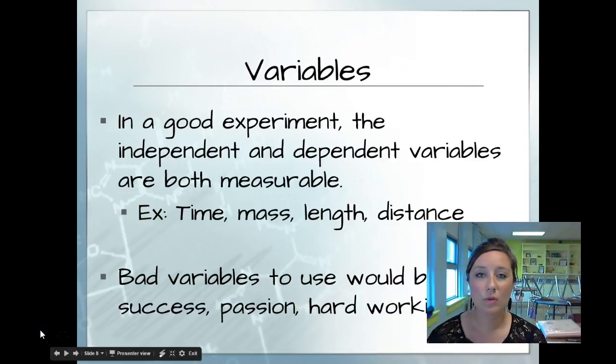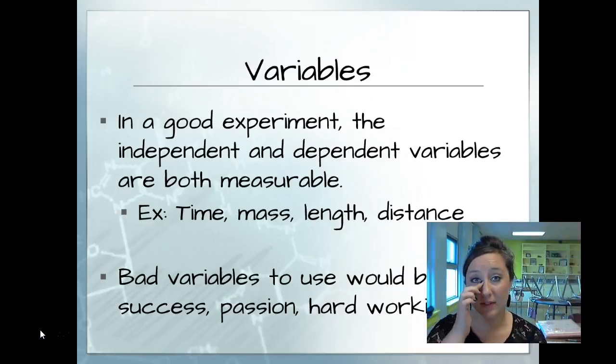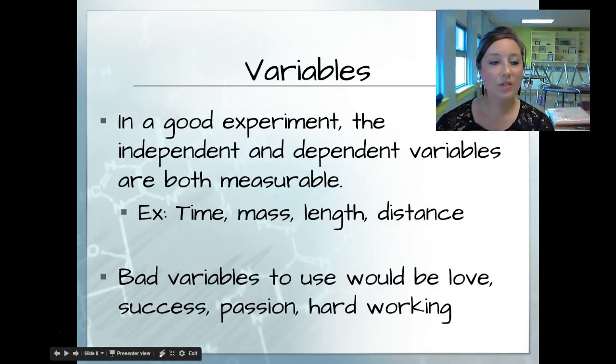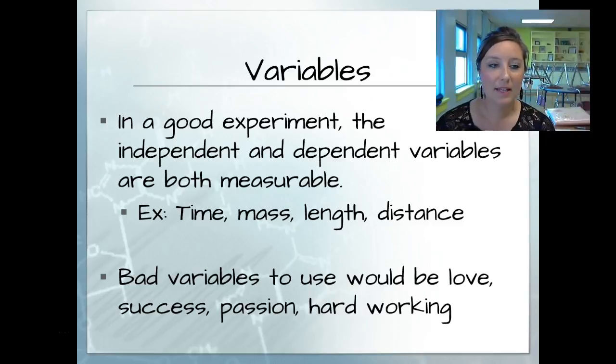So we'll do more practice activities like this in class where we're just identifying the variables. If this is confusing to you, that's okay. We'll talk about it. But I do kind of want to move on and just get a few more notes with our variables. So in a good experiment, the independent and dependent variables are both measurable. I'm giving you some examples of what's measurable: time, mass, length, and distance. Bad variables to use would be love, success, passion, and hardworking.